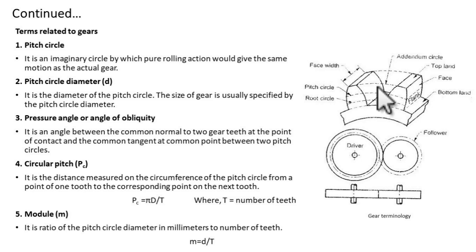Okay. Second thing, when two gears mesh, there will be an intersection point of their pitch circles. So at that point there would be a tangent. Between the tangent and the common normal there would be some angle, and that angle is termed as pressure angle.